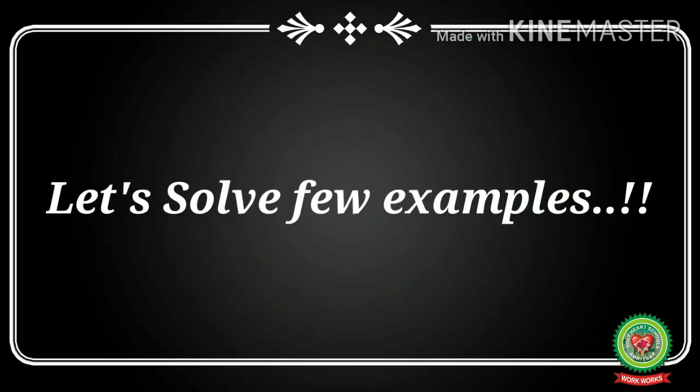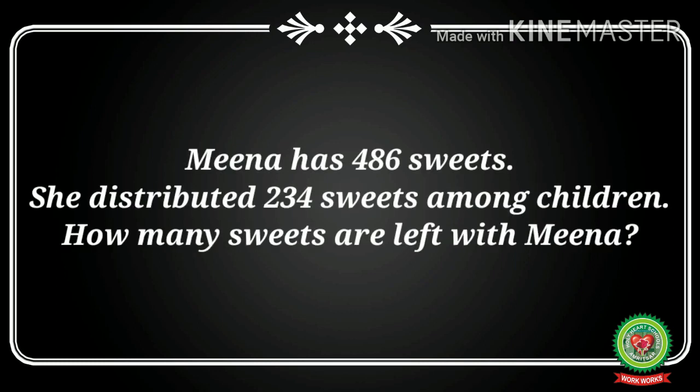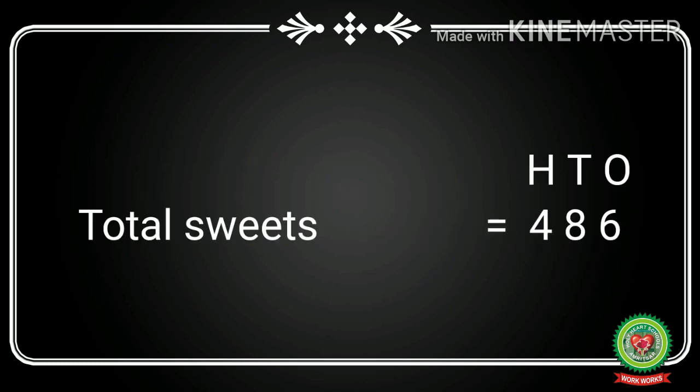Now, let us understand with the examples. First of all, we will read the statement. Meena has 486 sweets. She distributed 234 sweets among children. How many sweets are left with Meena? Now children, according to this statement, we will understand how to make the statement and how we will solve this story problem on subtraction. Now children, what is our first information? That total sweets, and how many are they?